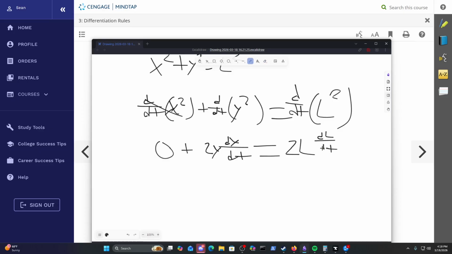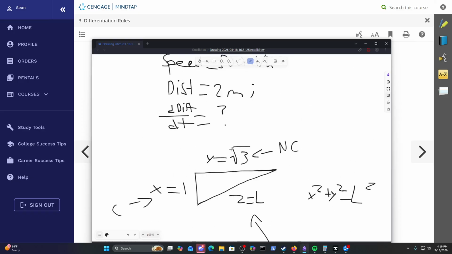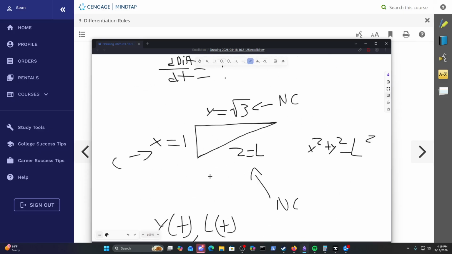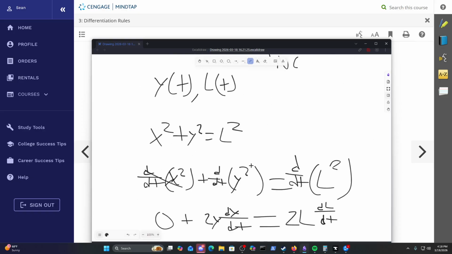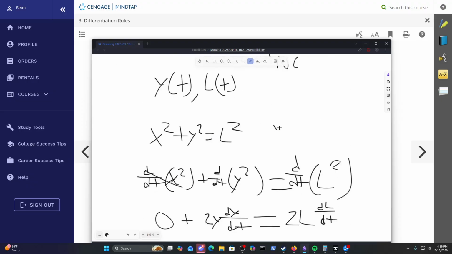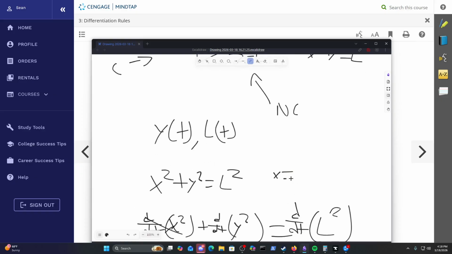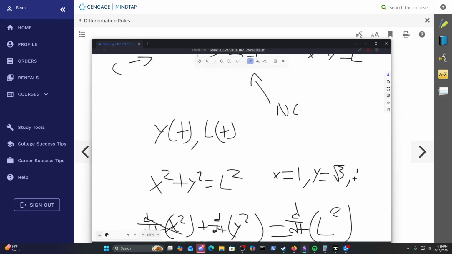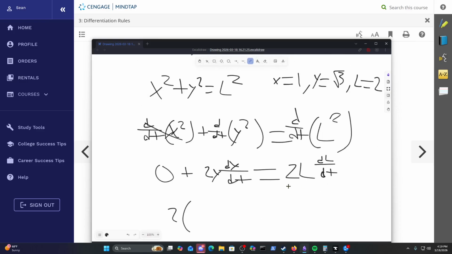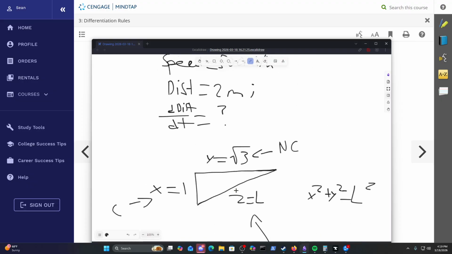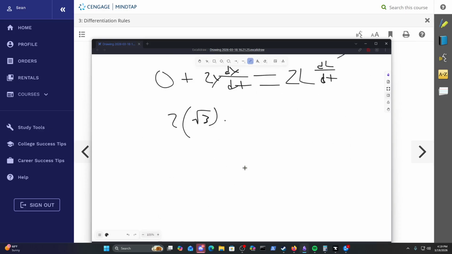And now it's as simple as just plugging everything in, right? Because we already found all these values here. So we know 2y, what's our y? For bookkeeping's sake, I like to put them right here: x equals 1, y equals square root of 3, L equals 2. I just like to put those in so I can quickly look and plug them in. So 2y is just going to be 2 times square root of 3. And then what's the rate for y? Again, that was our speed of 500 miles an hour.